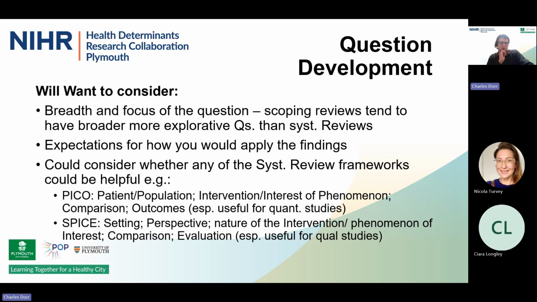The two suggestions here actually relate to systematic review frameworks, but they could potentially be used in a scoping review. One is PICO, where you select your patient population, your intervention, your comparison, and your outcomes. That is very much for quantitative studies. And the other is SPICE, which is very much focused on what particular settings and what particular perspectives people have, and is more for qualitative reviews.